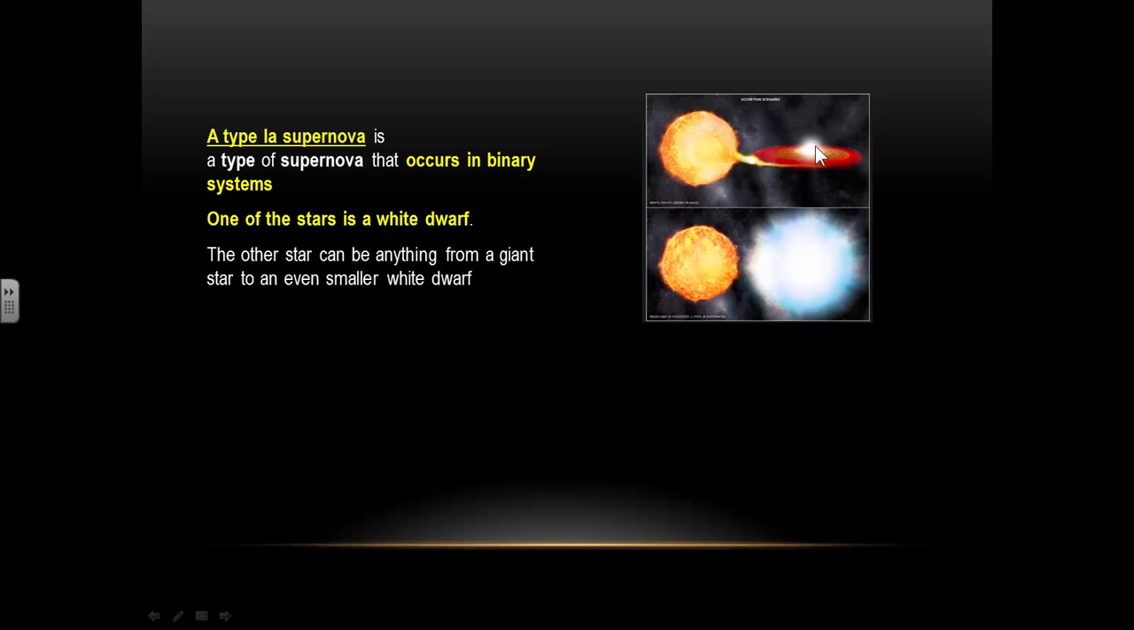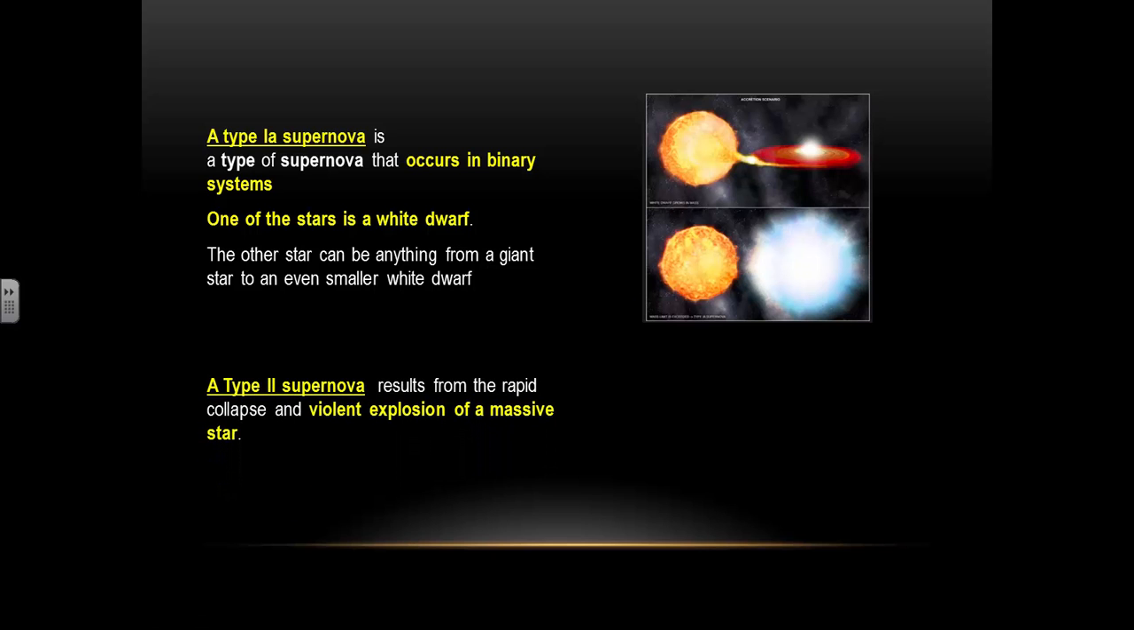Here you have the white dwarf, and this is the companion star. What happens is that the white dwarf, which is quite compact, quite dense, is going to suck some of the material away from the larger star, and it basically spirals into the white dwarf in an accretion disk, and then it will explode, become a supernova.